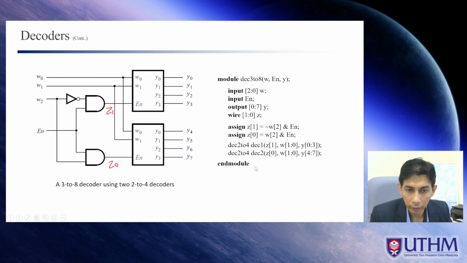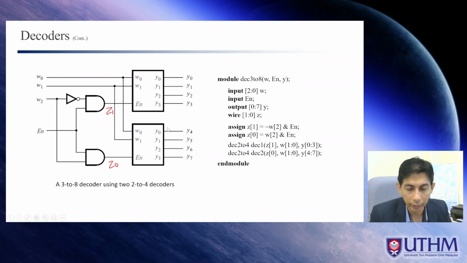Look at the second one. Again, the EN here is connected to Z0. So Z0 here. Same thing, we connect to W0, W1. So we have here W1 to 0. And look at Y here. Our Y here is connected to Y4 to Y7. That is why we have Y4 to 7 here.